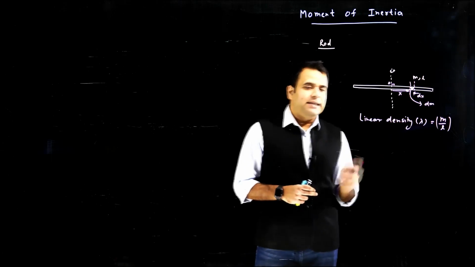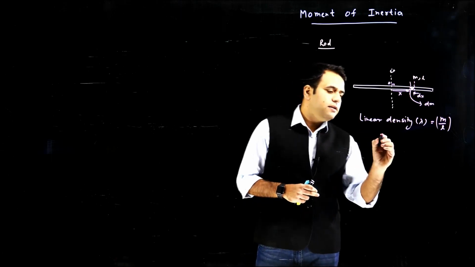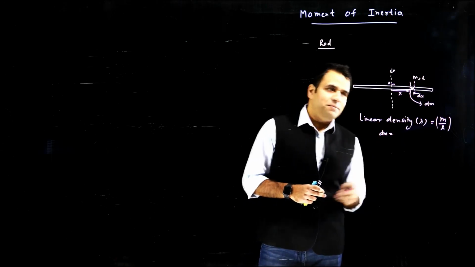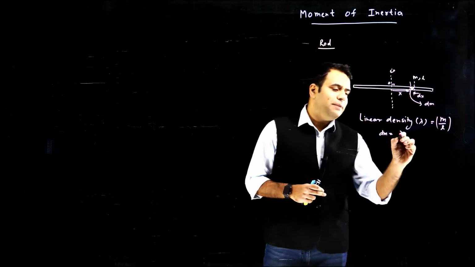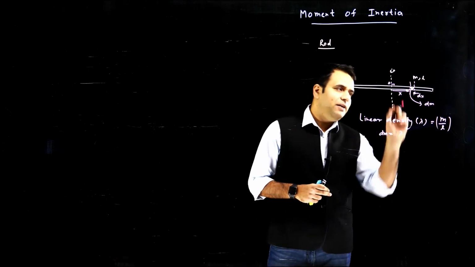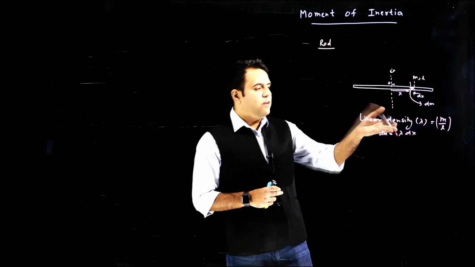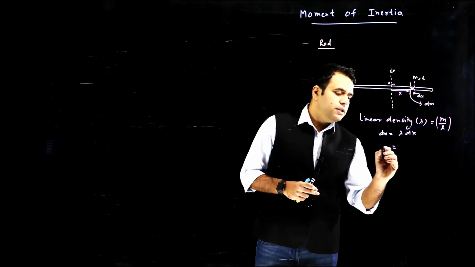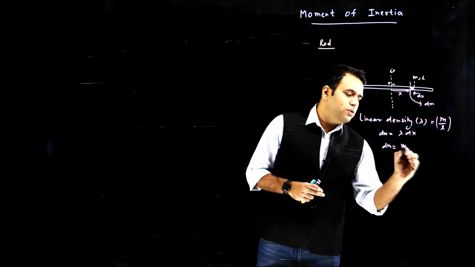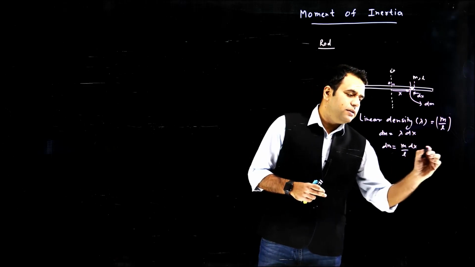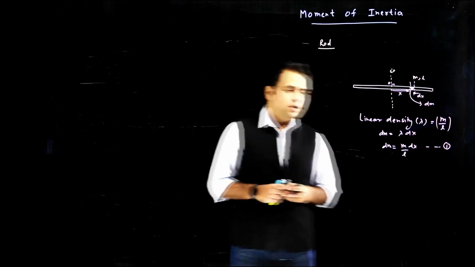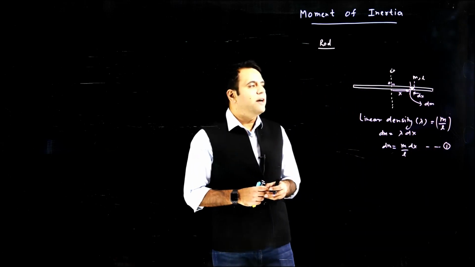So since we have the linear density, now we can calculate the mass dm. The dm mass can be defined as the linear density multiplied with the length of the element, which is defined as dx. Lambda is a constant. If it is a variable, we'll put that variable value here. So dm will be equal to m dx upon L. This is my equation 1. So we have calculated the mass of our element.